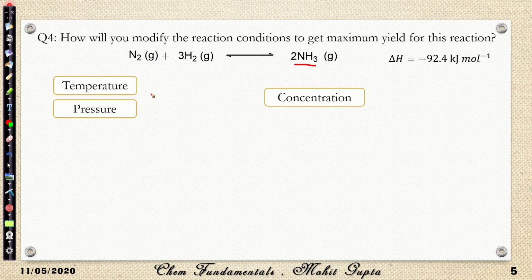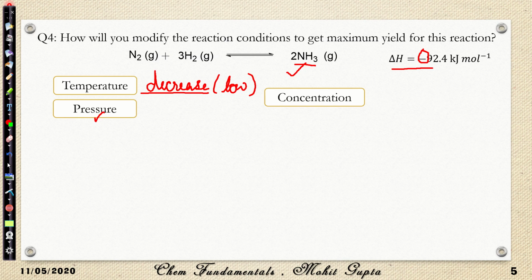So first of all, let's discuss the temperature. The reaction is exothermic in nature because it has this negative sign. If I increase the temperature, the amount of heat would increase here, so equilibrium will shift the reaction in the backward direction, and we have to shift the reaction in the forward direction. So in terms of temperature, we have to decrease the temperature. So low temperature is required to move the reaction in the forward direction.